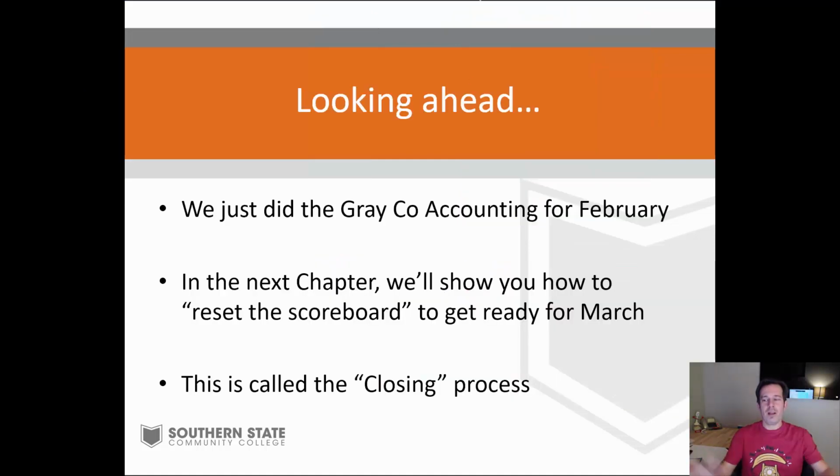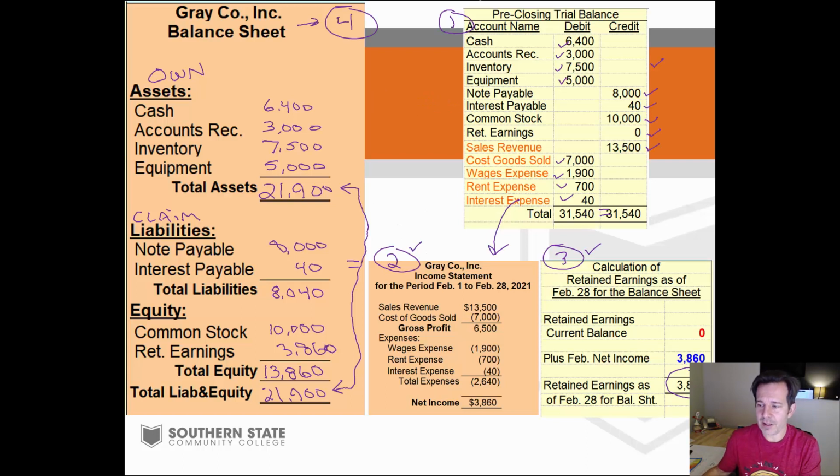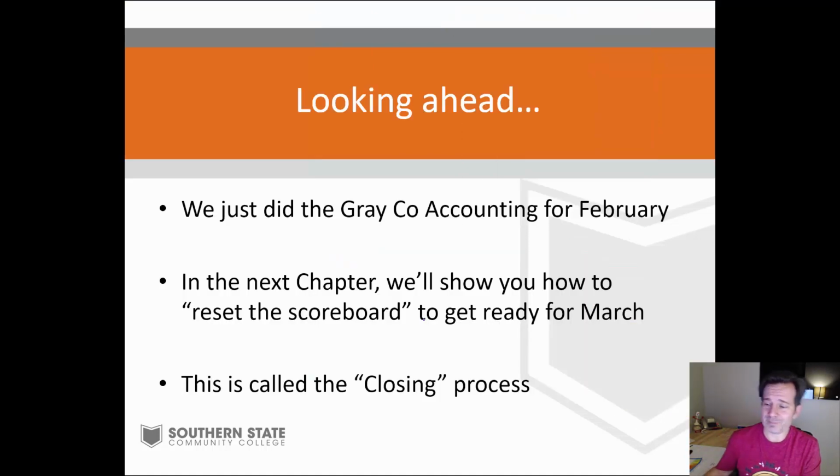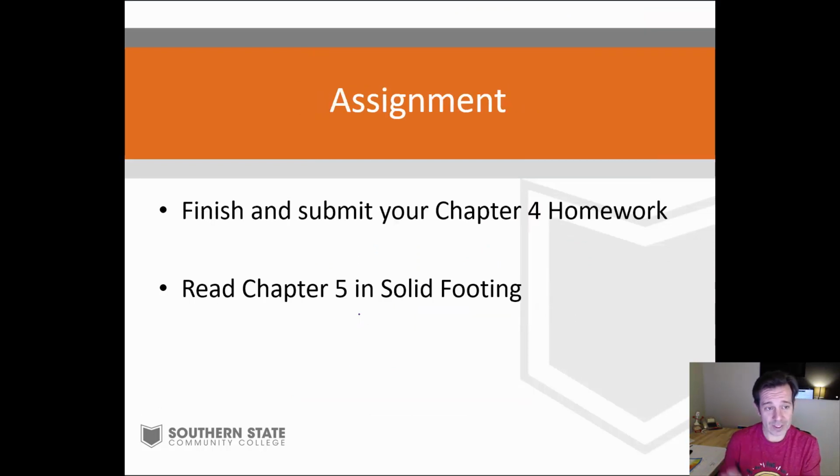All right, so looking ahead, we did an entire month of accounting for Gray Company. We did the entire month of February. So we've done January, where we bought inventory, we bought equipment, we got everything set up, and then February, we opened the door to customers, and we began selling, and we began paying our expenses. In the next chapter, Chapter 5, I'm going to show you how to reset the scoreboard. That income statement, I'm going to show you how to reset all these accounts back to 0 so we can play another game. We can play another month and track what we make in the month of March. That process is called closing. So that's where we're going in Chapter 5.